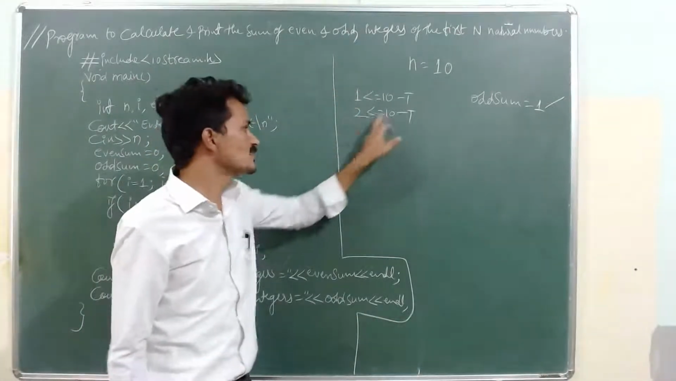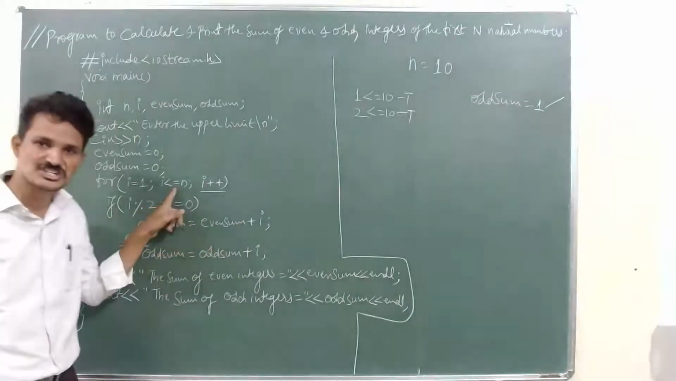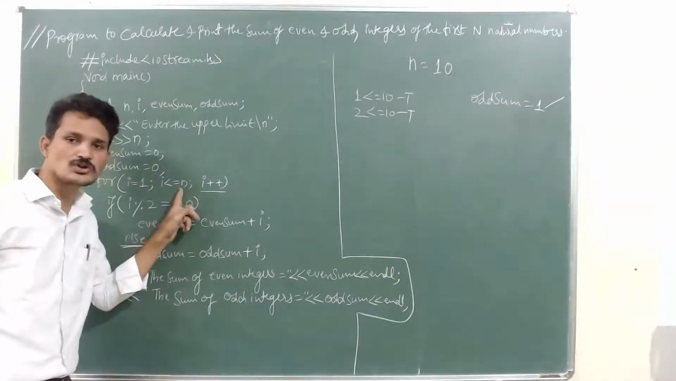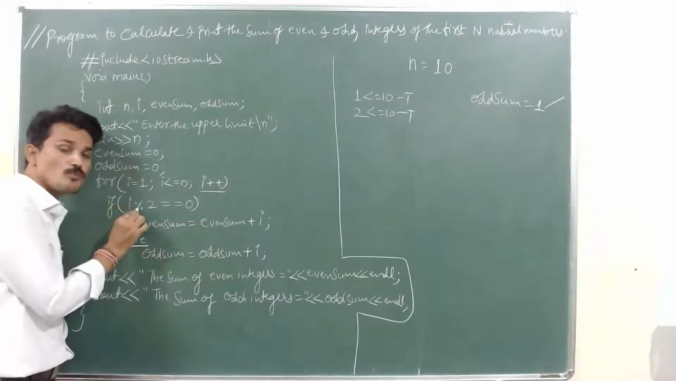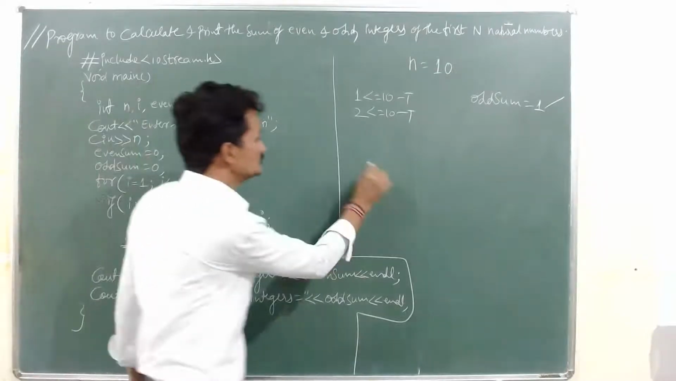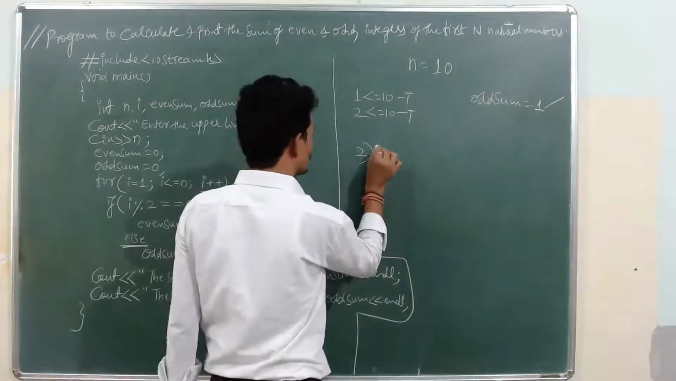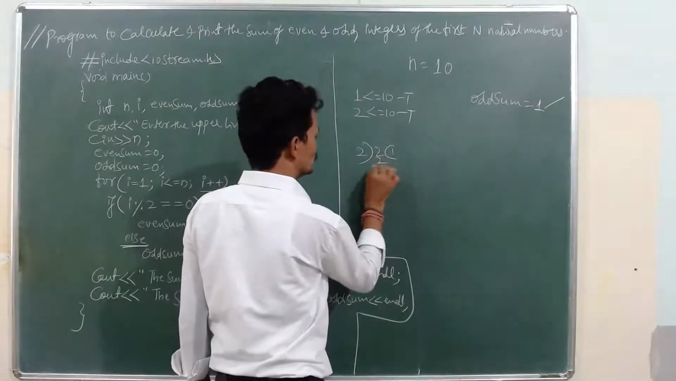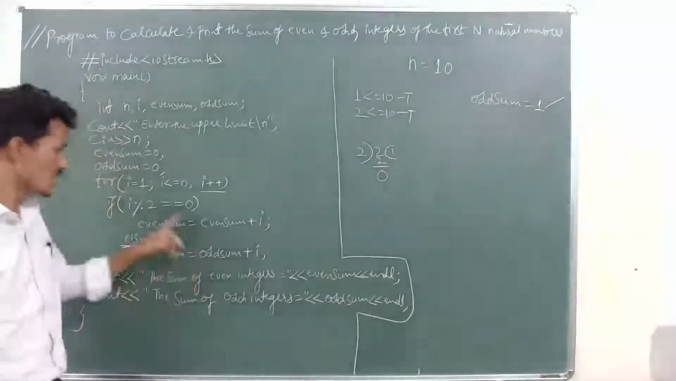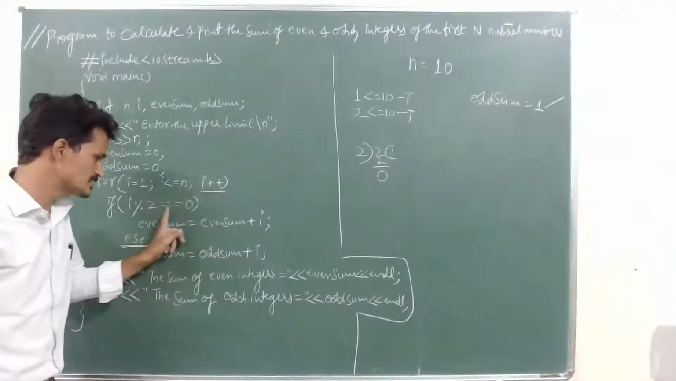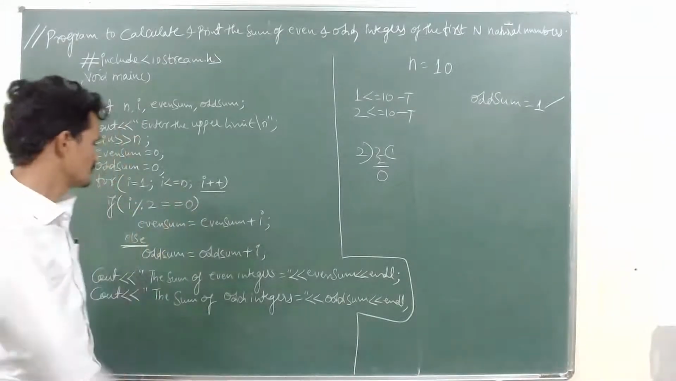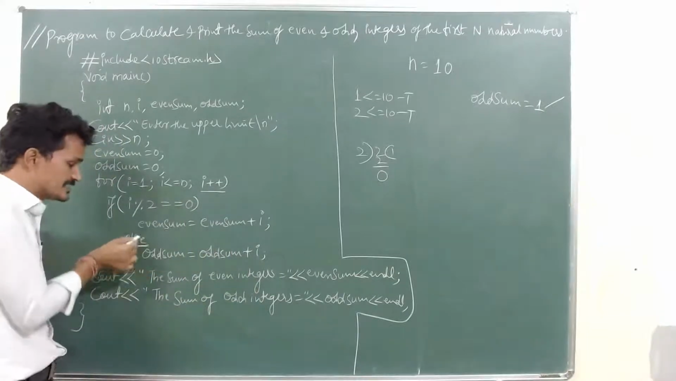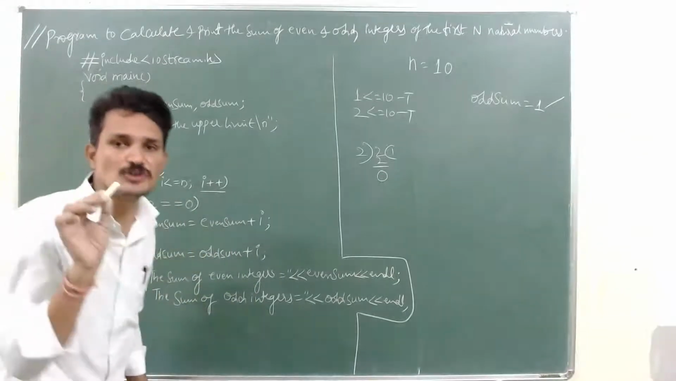Okay, 2 is less than or equal to 10. I should check with the condition, right? Condition true. Condition true means again here, if i mod 2, what is the value of i? 2 mod 2. 2 ones are 2, so I got the remainder as 0 here. 0 is equal to 0. Condition is true. When this condition is true, I should execute the part before the else.